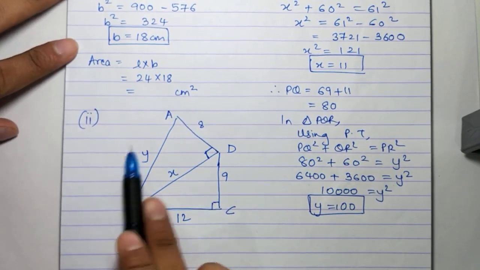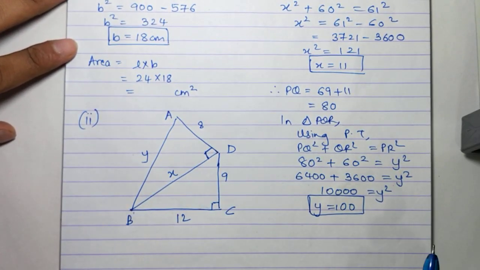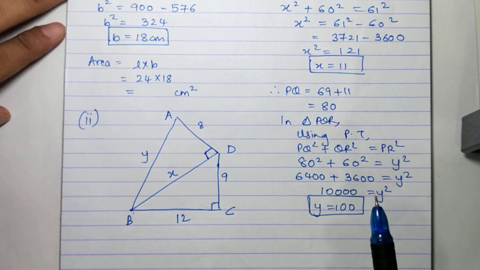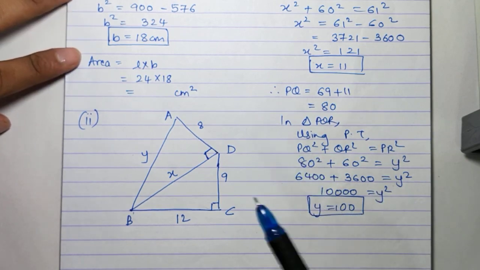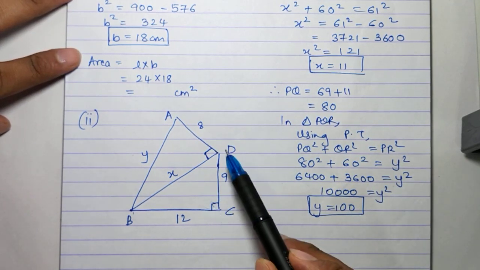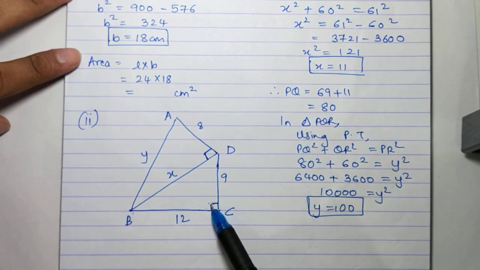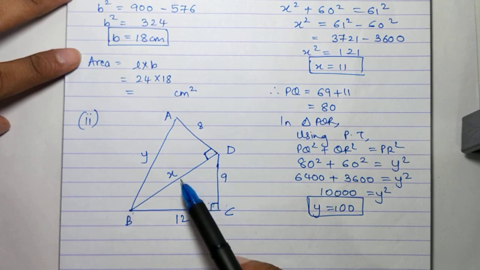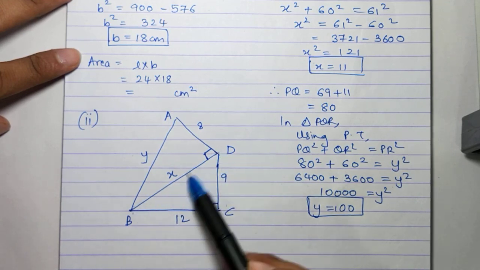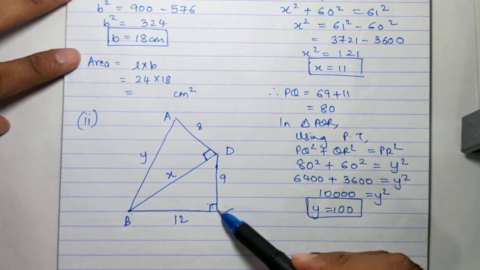Next, second sum. Now I want you to do this sum. I'll just discuss this sum with you. So what you have to do in this sum? First of all, you can see there is 90 degree here, which means this is a right angle triangle. If this is 90, then in this triangle, x is the hypotenuse, and these are the two sides.